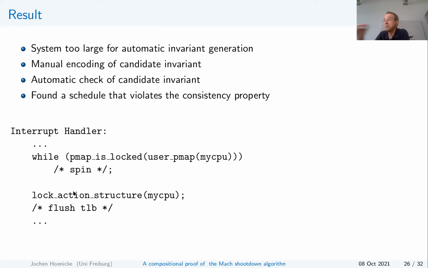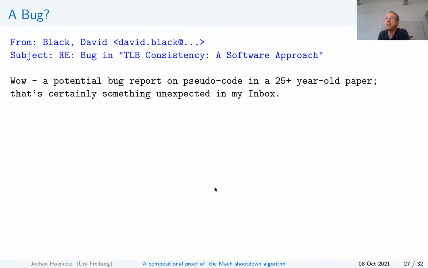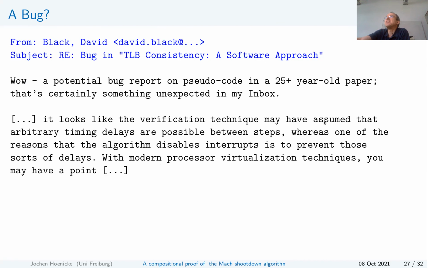So we wondered, is this really a problem? Or is this a problem in the ordinary algorithm? So we asked some experts, and we got a nice reply from David Black: "A potential bug report on pseudocode in a 25-plus-year-old paper. That's certainly something unexpected in my inbox." He now argues: "It looks like the verification technique may have assumed that arbitrary timing delays are possible between steps." Yes, we did assume this, and our counterexample basically showed this. "Whereas one of the reasons that the algorithm disables interrupts is to prevent those sorts of delays. And with modern processor virtualization techniques, you may have a point."